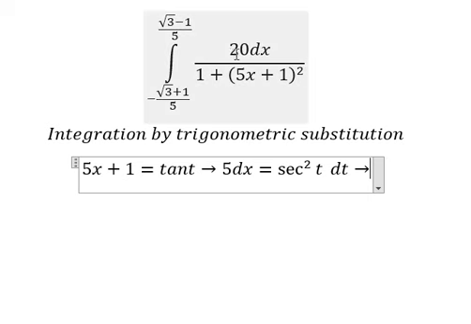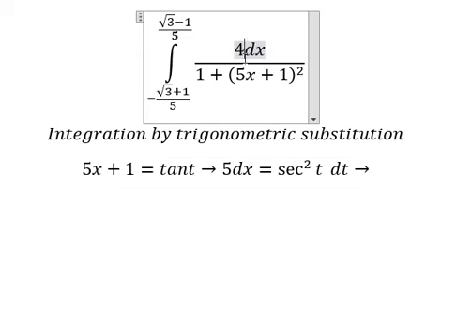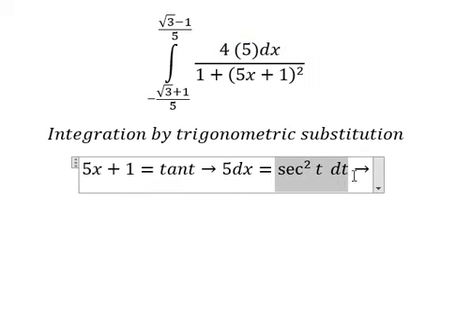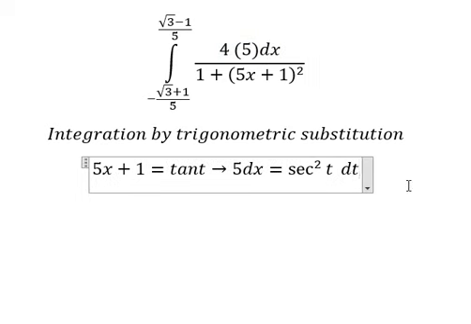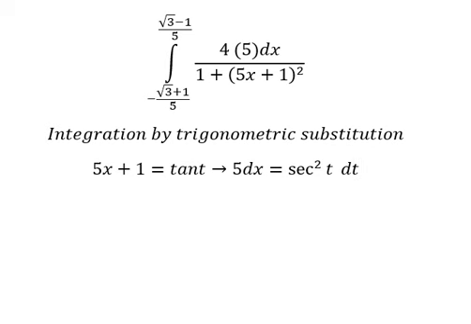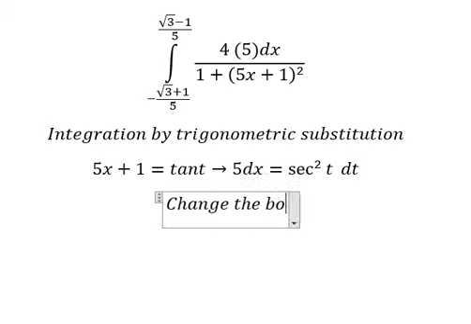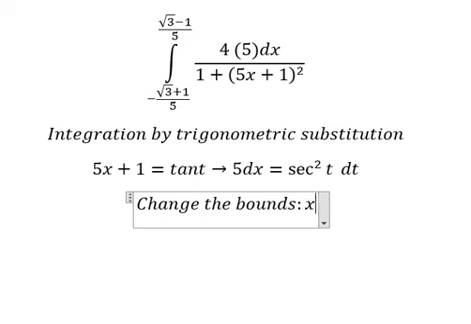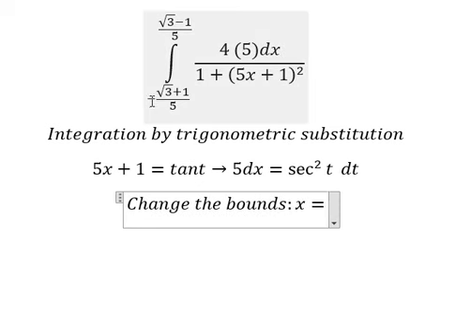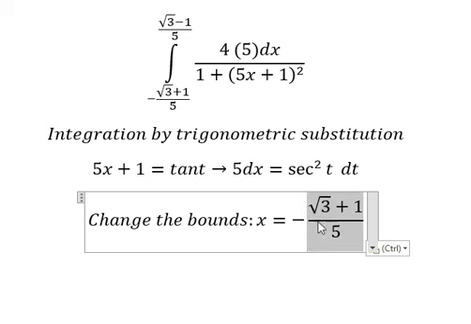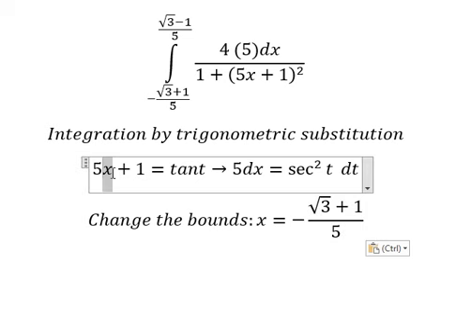because 20 is 4 multiplied by 5. So 5 ds we can transform into this one. Next, we need to change the bounds. When s equals this one, I will put this one in here and we calculate.